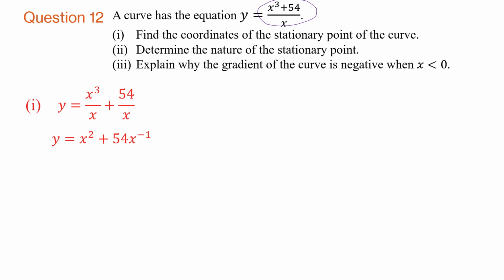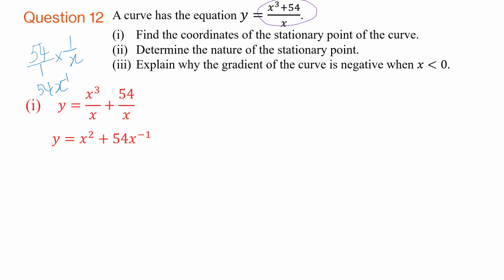And if I've forgotten how to change from positive index to negative, I'm just going to show it to you one more time here. It's good that you go and look at my earlier slides and do some quick revision. So I can write 54 over x as 54 over 1 times 1 over x. 54 over 1 is just 54, and 1 over x is just x to the power negative 1.